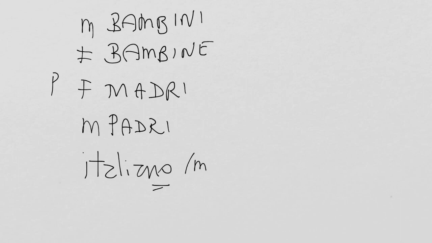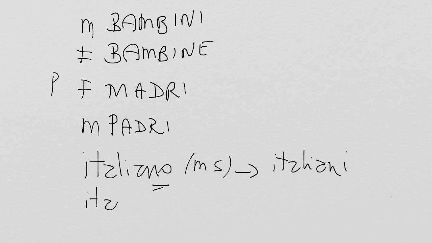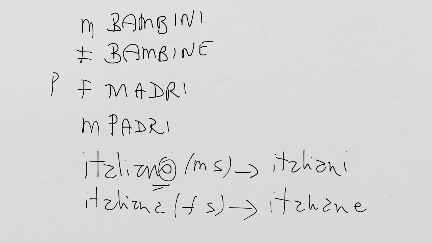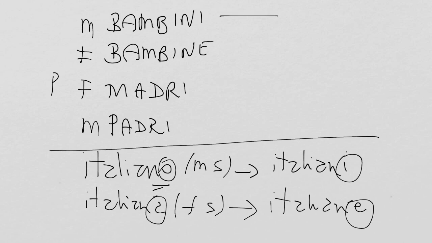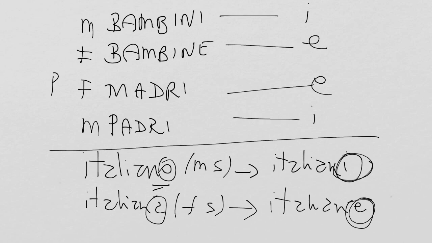We start from Italiano, which is masculine singular. The plural is italiani, and femminile italiana, and femminile plurale italiane. Maschile singolare plurale, femminile singolare plurale. Italiani for bambini, femminile will be italiane, madri italiane, and padri italiani.